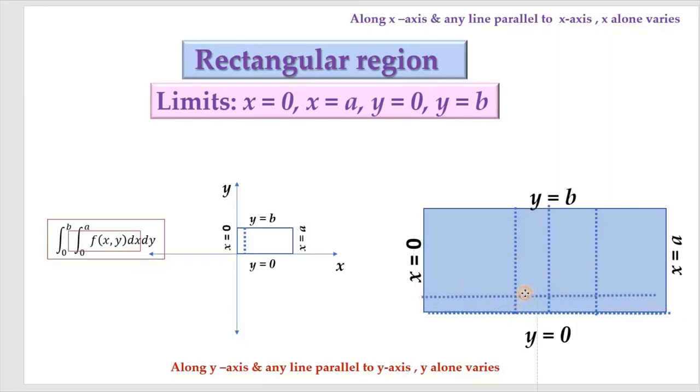And in order to cover the entire region, I have to move this along the y-axis. Along the y-axis, and any line parallel to the y-axis, y alone varies. So I will give the limit accordingly. According to this integral, the region is covered by drawing lines parallel to the x-axis. Had we written y and then x, it would be what I showed earlier.